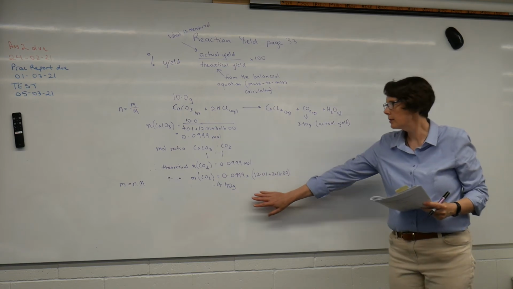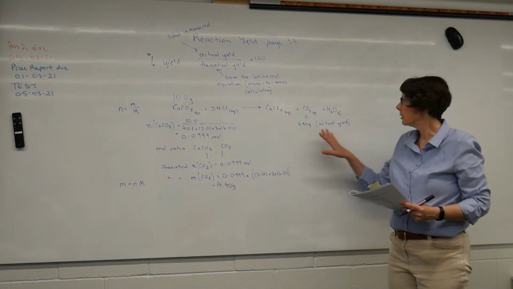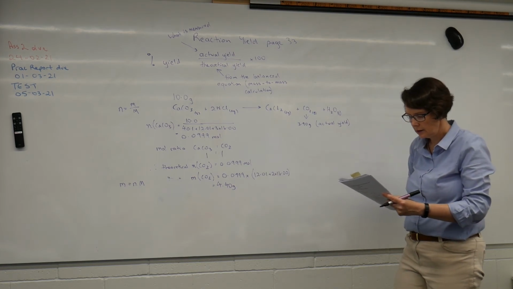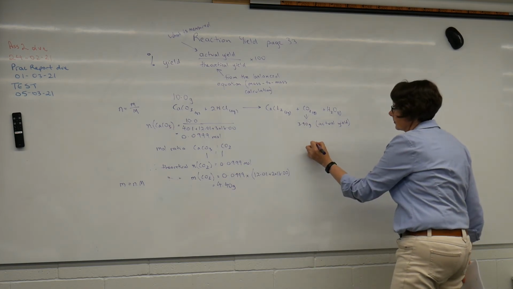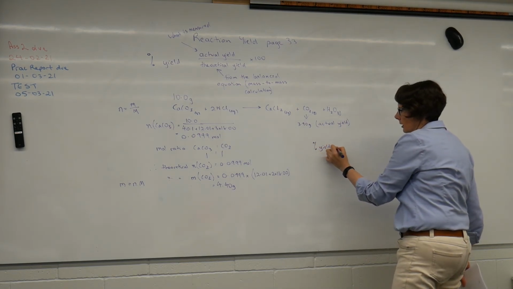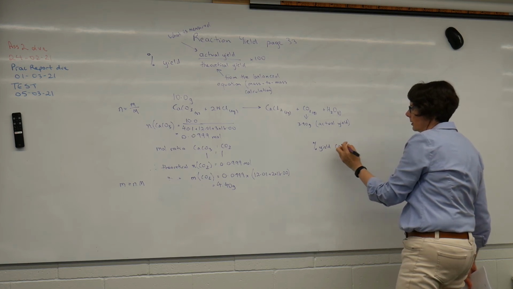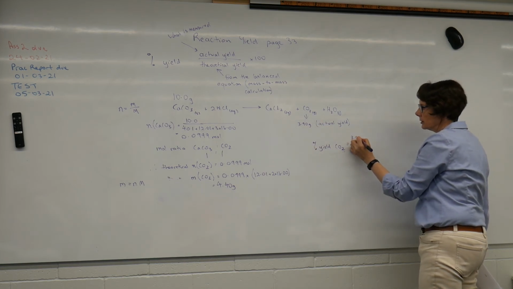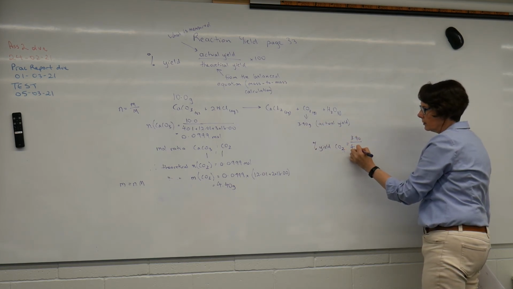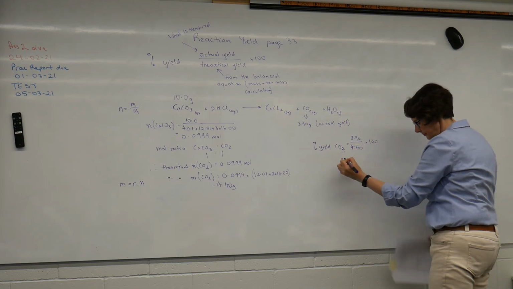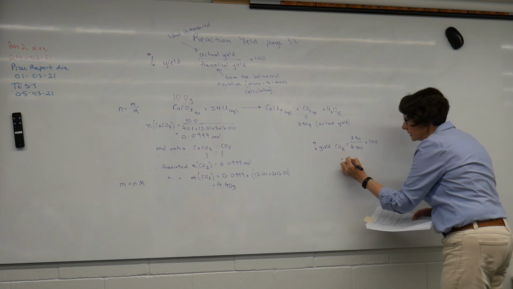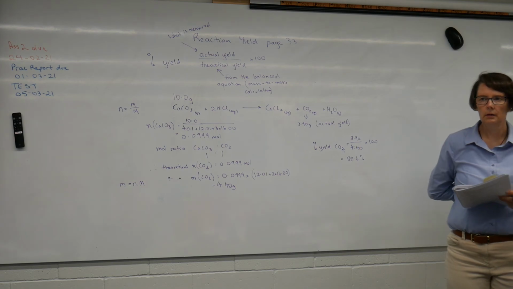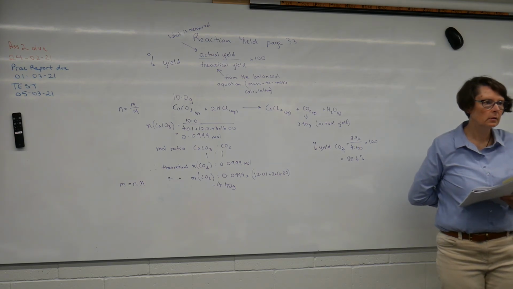So now we know the theoretical yield and we know the actual yield, and we can now find the percent yield. I don't know why I keep writing 3. So it's our actual value, 3.90, divided by the theoretical, multiplied by 100, 88.6. Does that make sense? Yep.